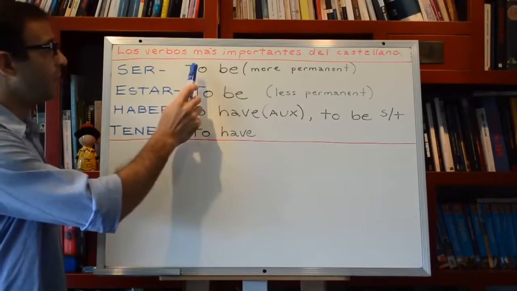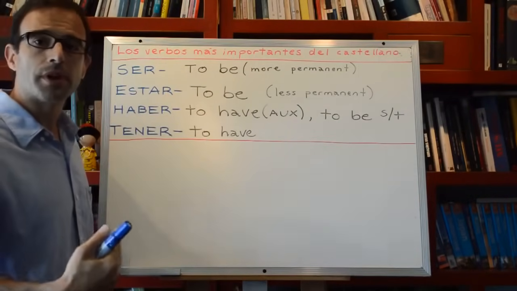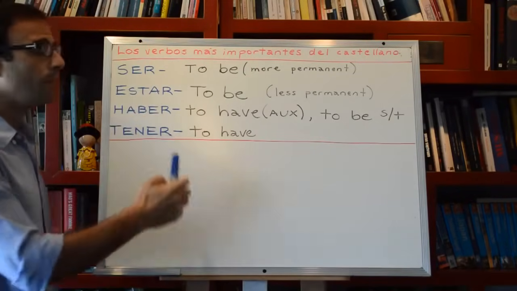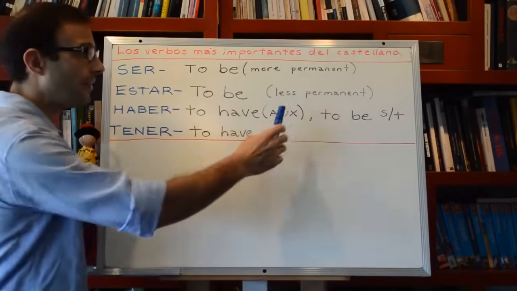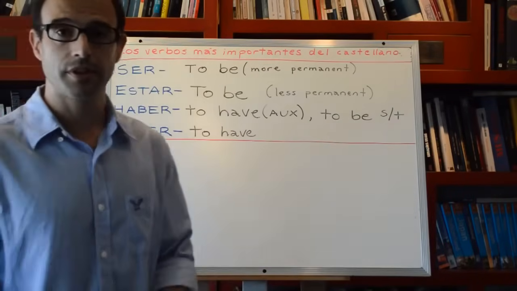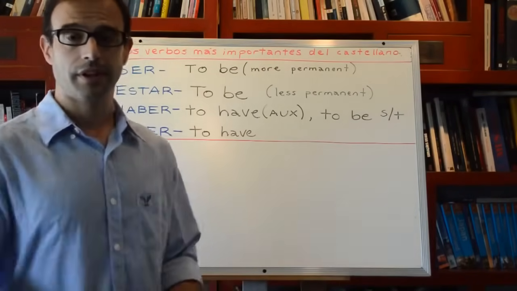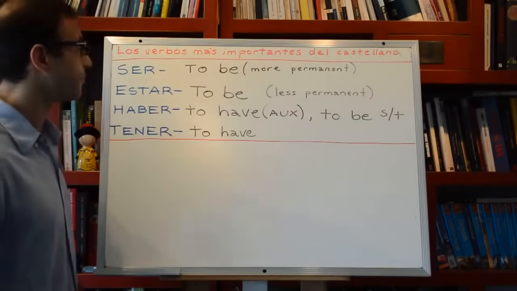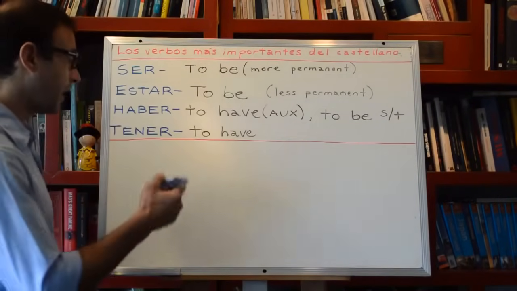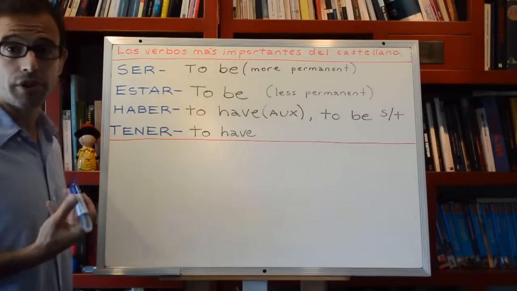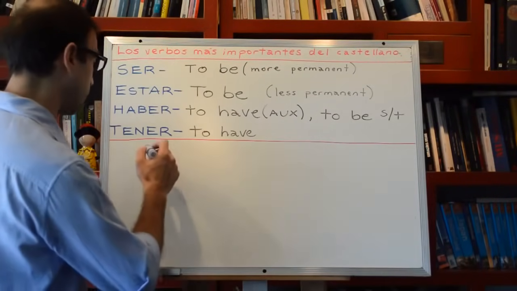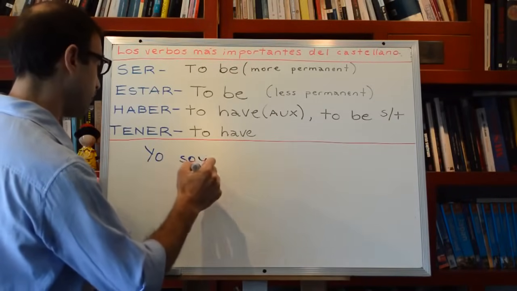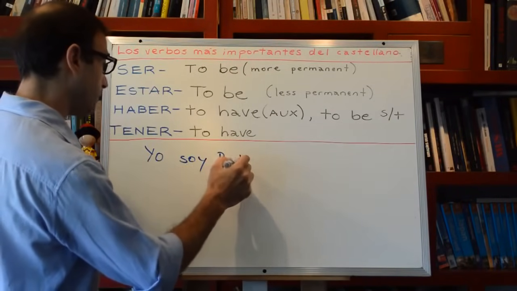Ser means to be for more permanent cases or situations. Estar means to be, but for less permanent or more impermanent or temporary cases. And now I'll give you an example for you to understand this. For example, I want to say, I am Rodrigo, right? Like my name is Rodrigo. I would say, yo, for I, soy Rodrigo, okay?